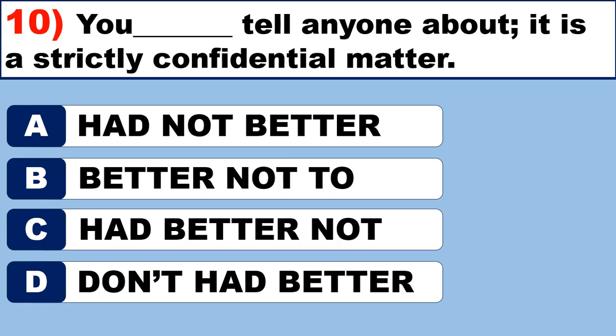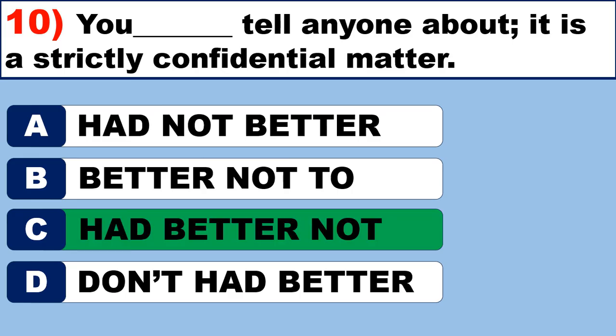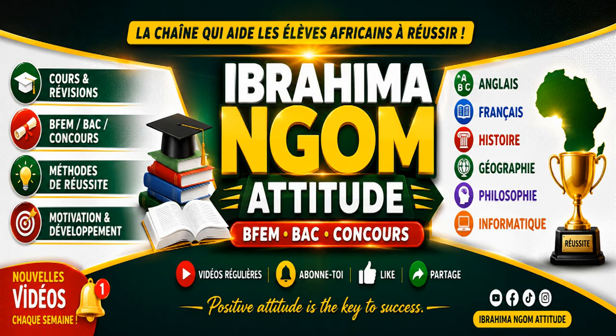Number 10, you had not better tell anyone. You had better not tell anyone. You don't had better tell anyone. So which option is the best here? This lesson is about giving advice. Giving advice to someone, we can use had better. But in the negative form, had better not. Don't say don't had better. It's impossible. So the best option here, you had better not tell anyone.